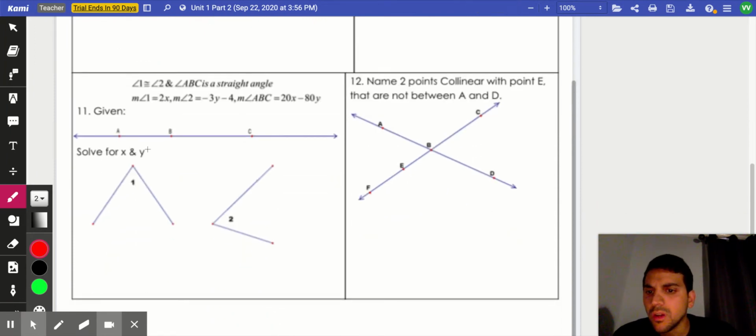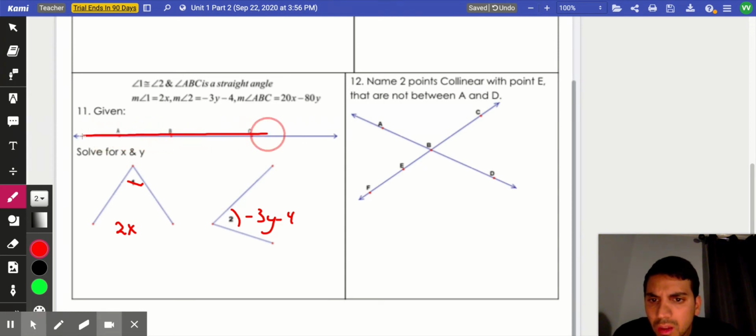Let's look at number 11. It says angle 1 and angle 2 are congruent, which means they're the same, right? The measure of angle 1 is equal to 2x. The measure of angle 2 is negative 3y minus 4. The measure of angle ABC equals 20x minus 80y. So you want to solve these. So let's see. ABC is equal to 20x minus 80y.